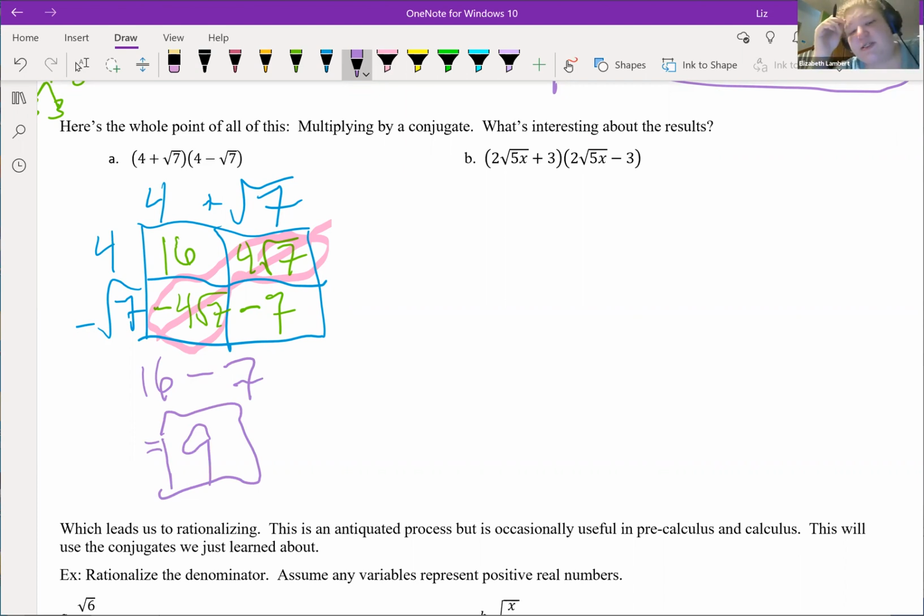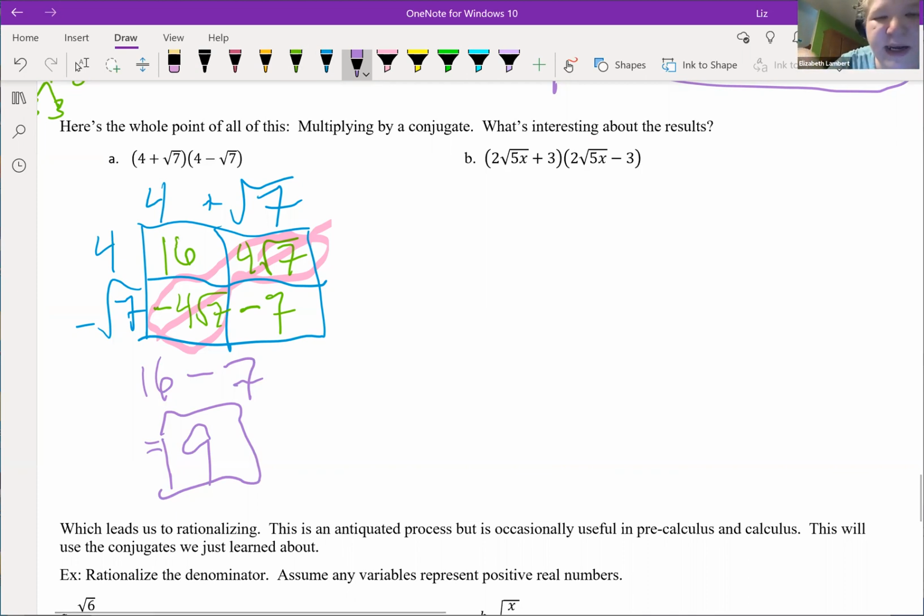So I just discovered that 4 plus the square root of 7 times 4 minus the square root of 7 is the same as the integer 9. That is a very disgusting way of writing 9. But the interesting thing will be how we can use this to rationalize. So let's take a look at B. Let's see what happens there, because this is even crazier.